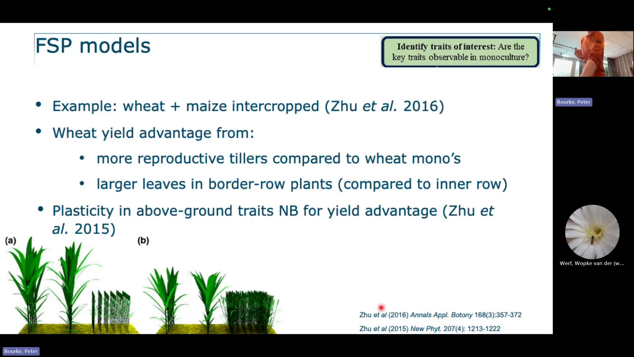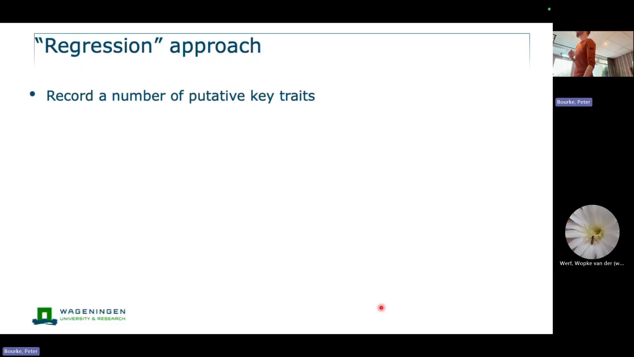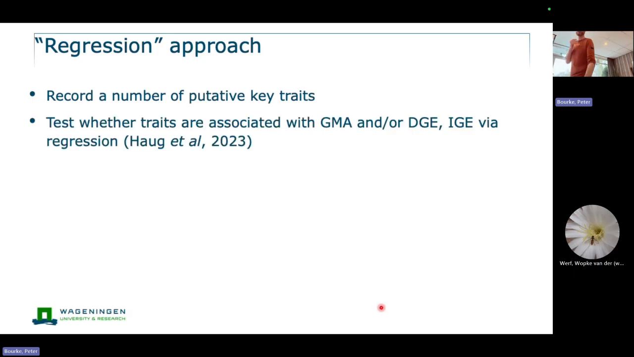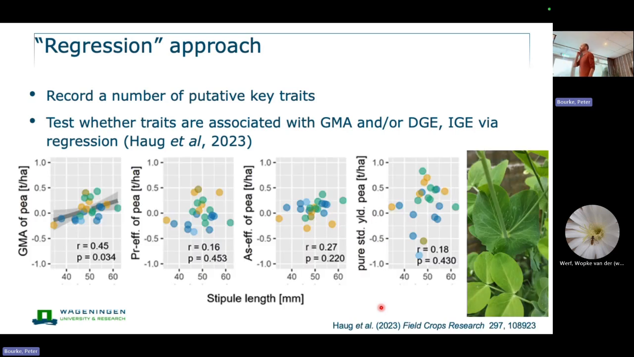The alternative is this agnostic approach, or somewhat agnostic approach. I call it a regression approach. Again, I see Benedict at the back, and this is directly from Benedict's work. So you record a number of putative key traits, traits that you think might have some sort of association with intercrop performance, and then test whether these traits are associated with your mixing ability or with these direct or indirect genetic effects. And here's an example from Benedict's work.